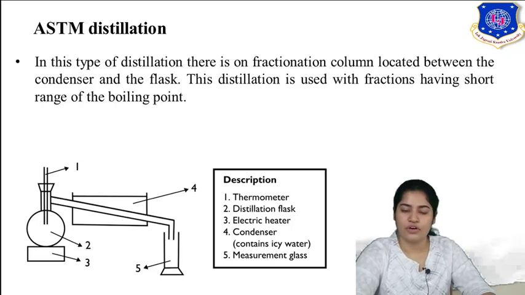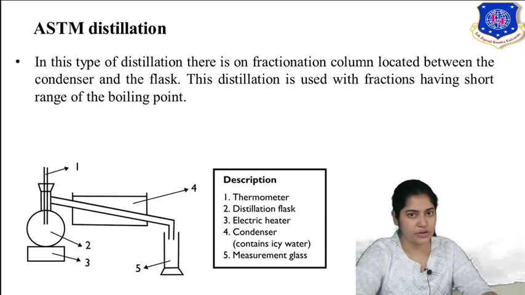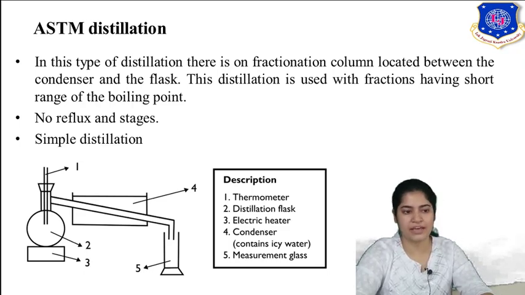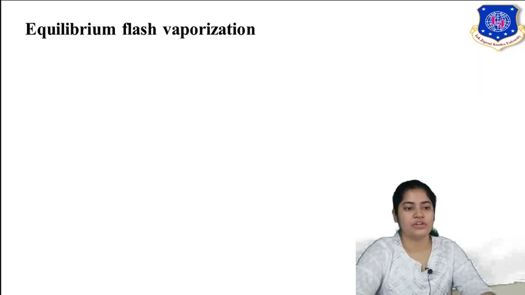So of course here the reflux condition is not there, neither are you providing stages. It is a simple arrangement. Now this distillation is used with fractions having a short range of boiling point. Again, no reflux and stages. You can see the fractionating column which is located between the condenser and the flask. There are no stages, neither is there packing. Again, it's the simplest form of distillation. Now that was about your ASTM distillation.